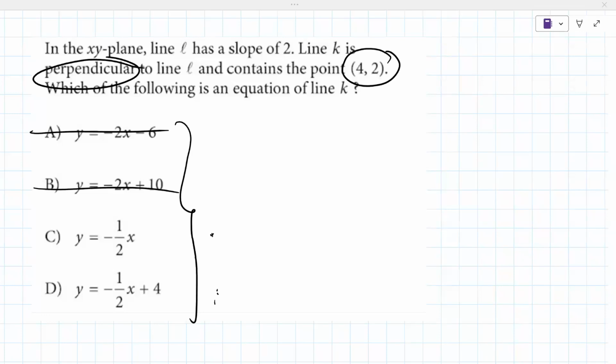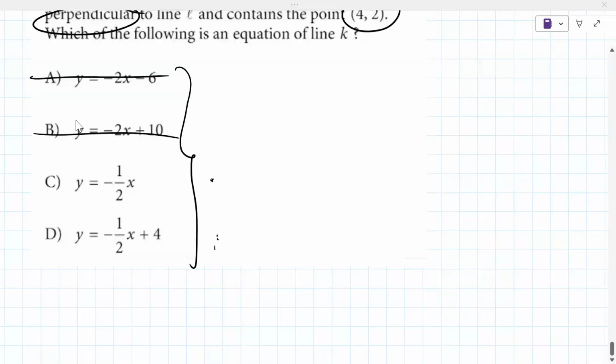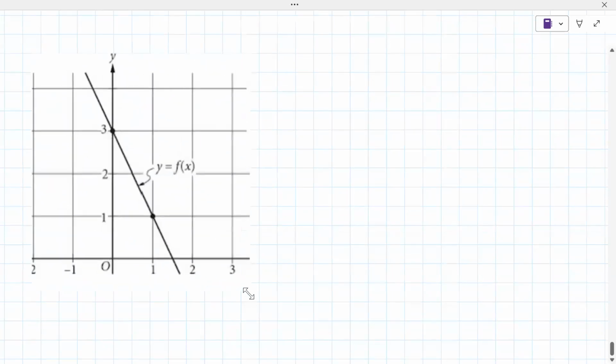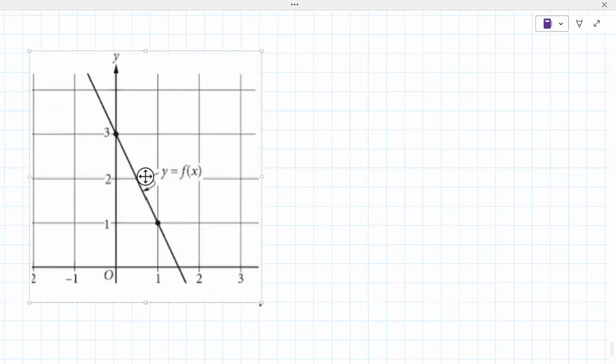D is the right answer. Okay, very good. All right, kind of a related question here. Could you tell me the slope of this line?